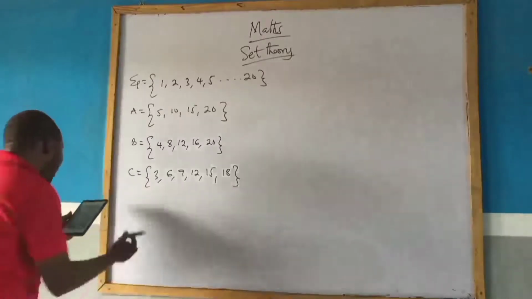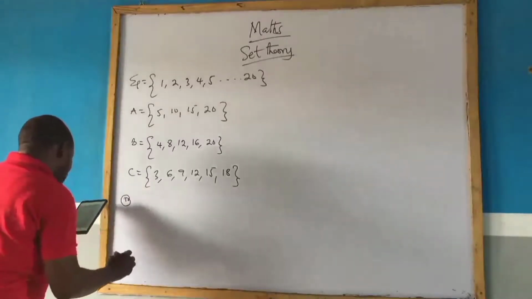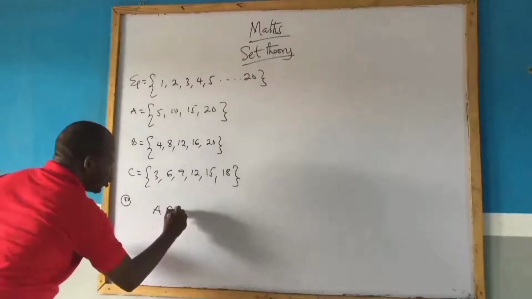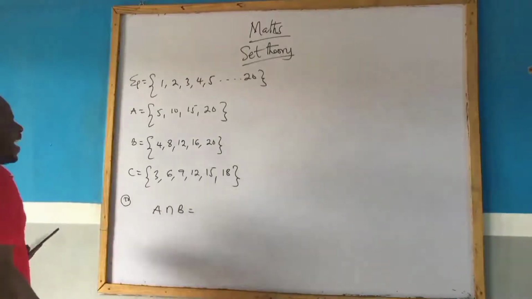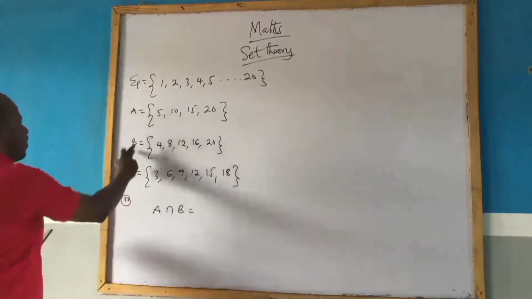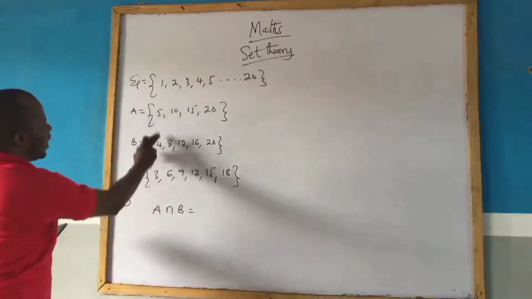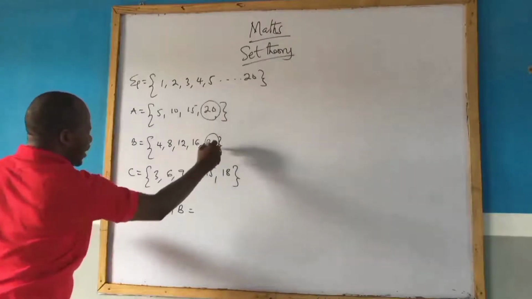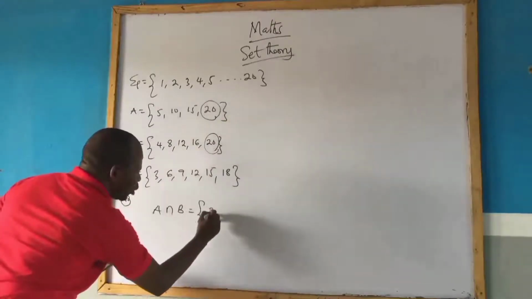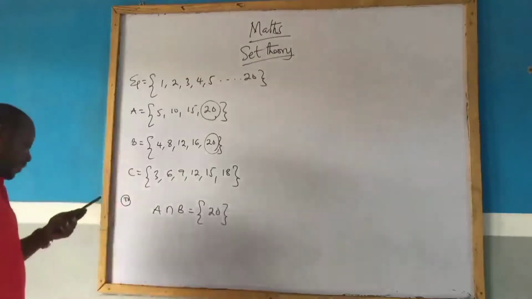Then the Roman figure 2 question says we should find A intersection B. Now A intersection B means the elements that are common to A and B. Now let's look at the elements. Are there any elements common? Yes. 20 is here, 20 is here. So A intersection B will be 20.